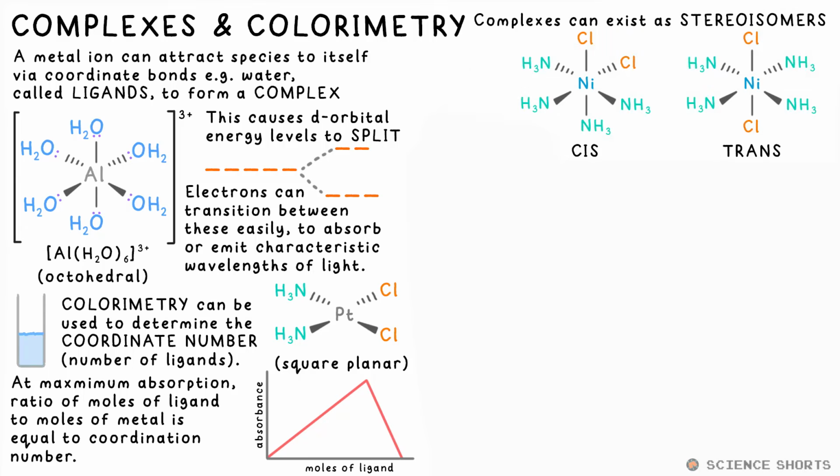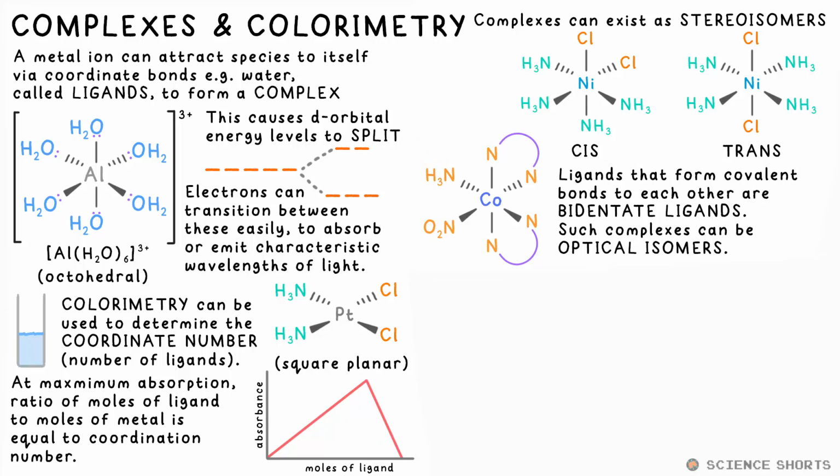If a complex involves different ligands, isomers can arise. Same number of each type of ligand arranged differently. If there's only a pair of a certain ligand and they're next to each other, this is called a cis isomer. If they're opposite to each other, this is a trans isomer. Bidentate ligands: octahedral complexes with such ligands can be optical isomers, that is, mirror images of each other.